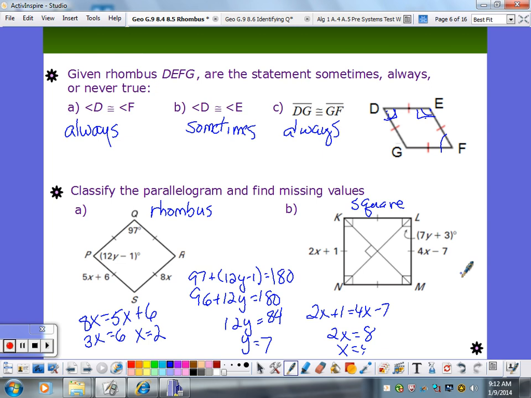How am I going to find y? 7y plus 3 equals 90. Well, it's this little piece right here. Now the whole thing is 90. What's this little piece?